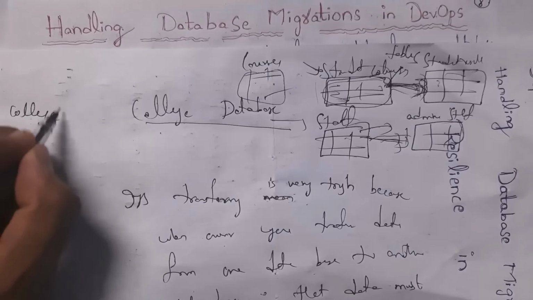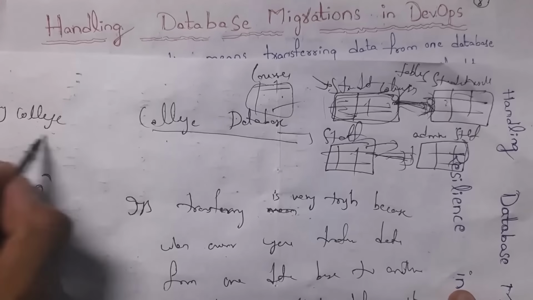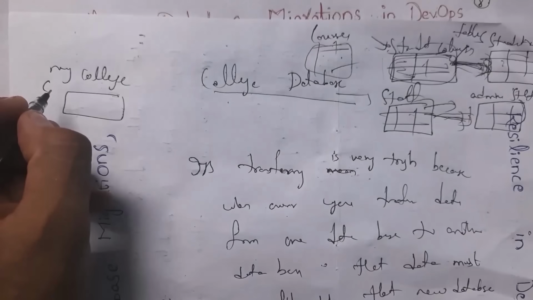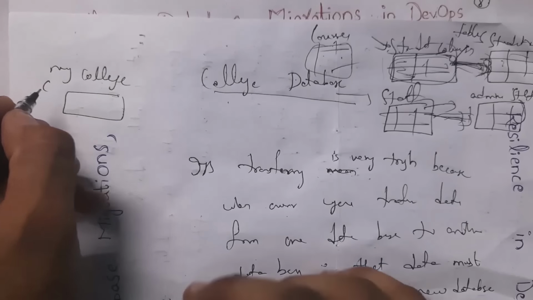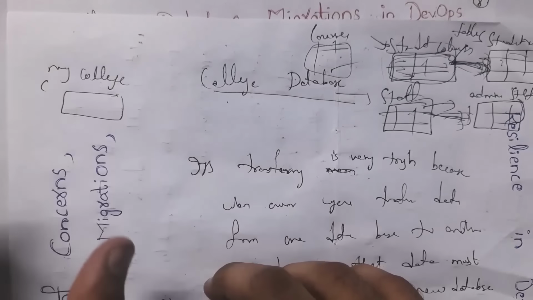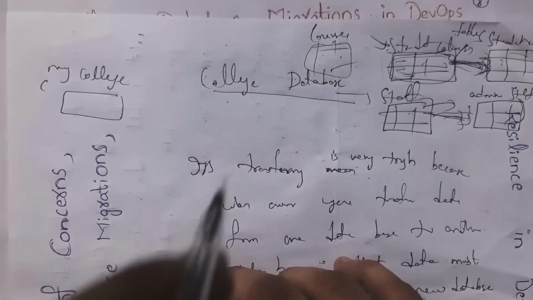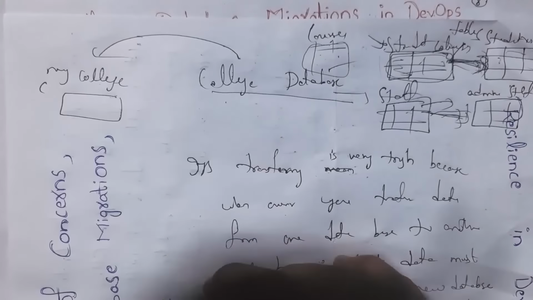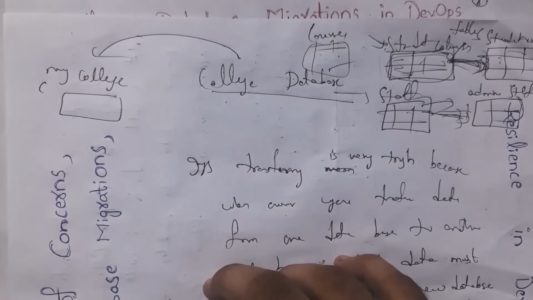For example, I created a new database with the name my college and I modified some tables, like I inserted new columns in the student table, new columns in the staff table, new columns in the courses table and so on. So now I want to move data from the college database to my college database. But transferring data from one database to another database is very tough. It is not an easy task.